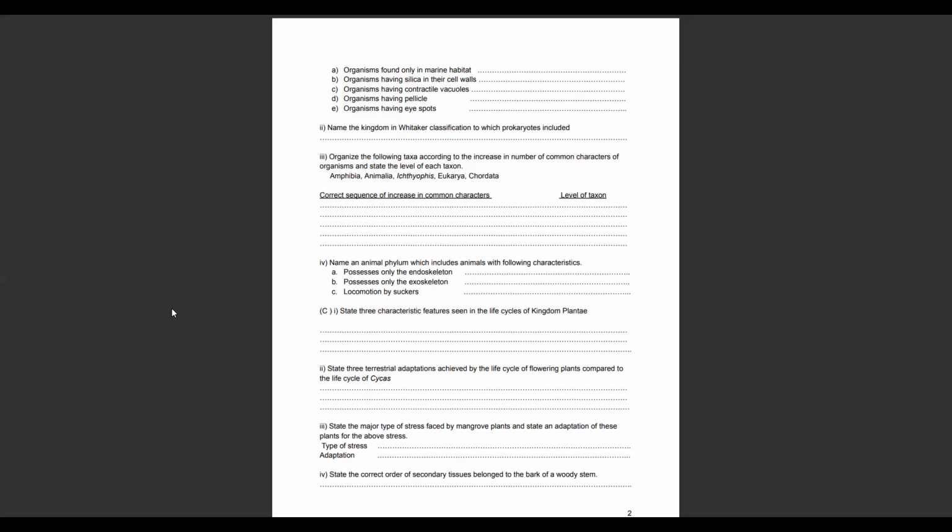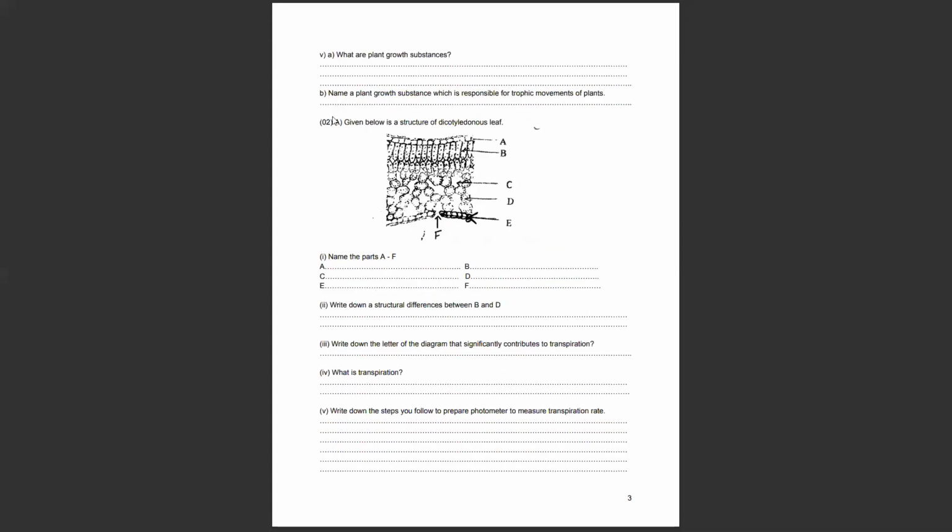Roman number 4. State the correct order of secondary tissues belonging to the bark of a woody stem. Secondary phloem, cork cambium, then cork. 1 mark. Secondary phloem, cork cambium, cork. Right? Secondary tissues which belong to the bark of the woody stem. Then, next question.